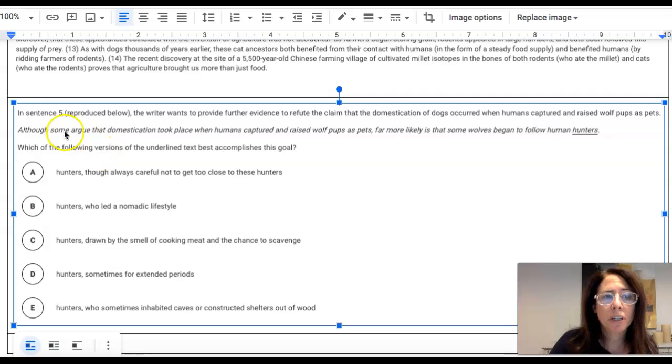So just to be sure, we're going to read the entire sentence through: although some argue that domestication took place when humans captured and raised wolf pups as pets, far more likely is that some wolves began to follow hunters, drawn by the smell of cooking meat and the chance to scavenge. All right, so I'm going to go with C for the reasons that I named. I know this took a really long time to process out. This was a really hard question.